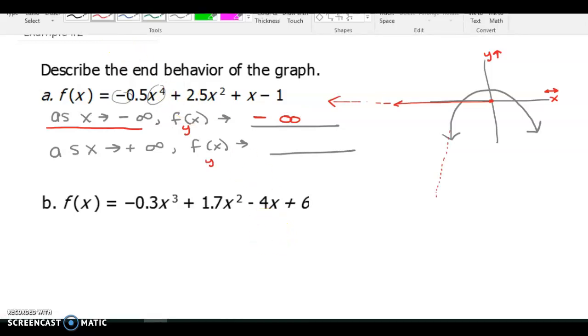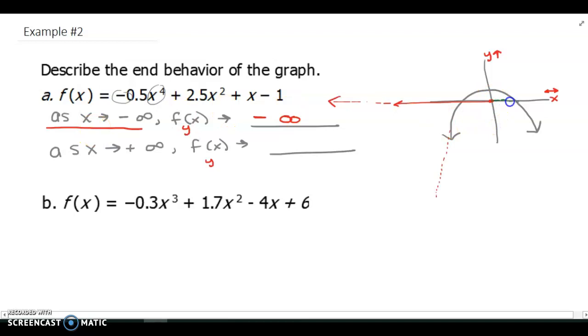Now we're going to look at as x goes to positive infinity. So we're going right, right, right, and we keep going and going. And the further right we go, my f of x, my up and down, continues to go down, down, down. So this would also be negative infinity as well. Now I want you to try part B by yourself. What you first should do is look at the highest degree and the leading coefficient and rough sketch what that might look like, and then do each part: as x goes to negative infinity, as x goes to positive infinity. So go ahead and pause this and do that now.